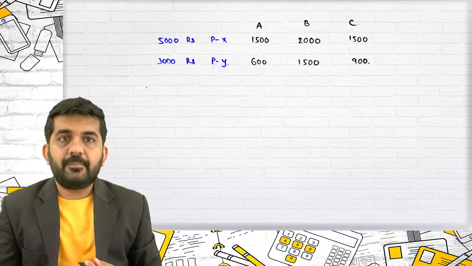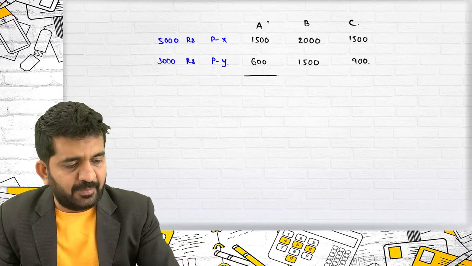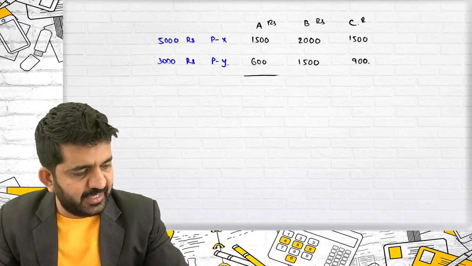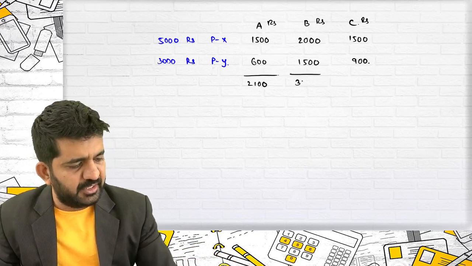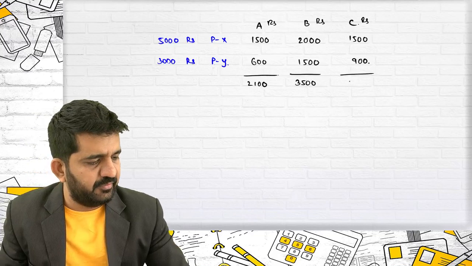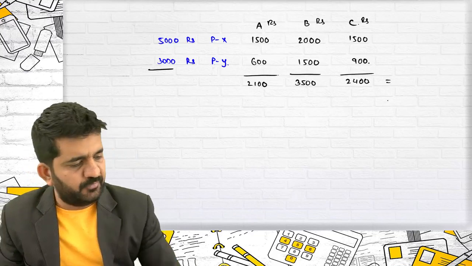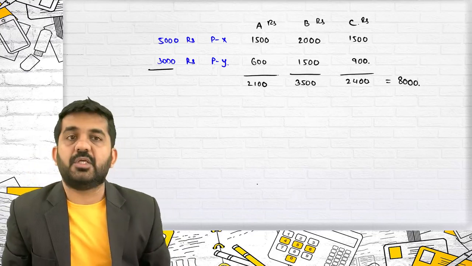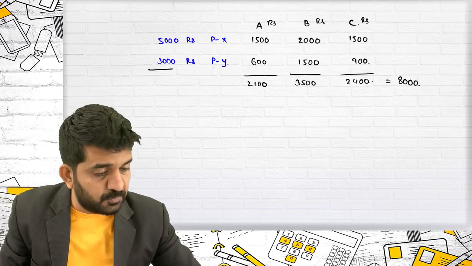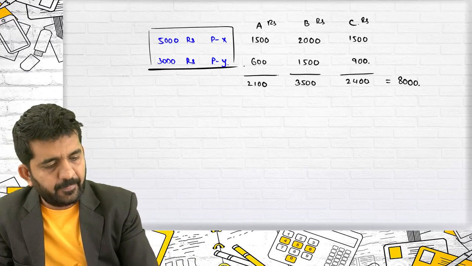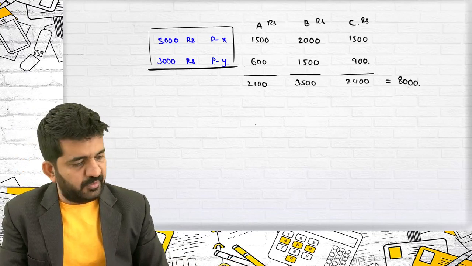But if you have invested this proportion in different portfolios, what would be the total amount invested in A, B, and C individually? In A, you have invested 2,100. In B, you have invested 3,500. In C, you have invested 2,400. And the total will be equal to the total of this, which is nothing but 8,000. They are asking us the weight of each security in this portfolio. I will just find out the weight by 2,100 divided by 8,000.